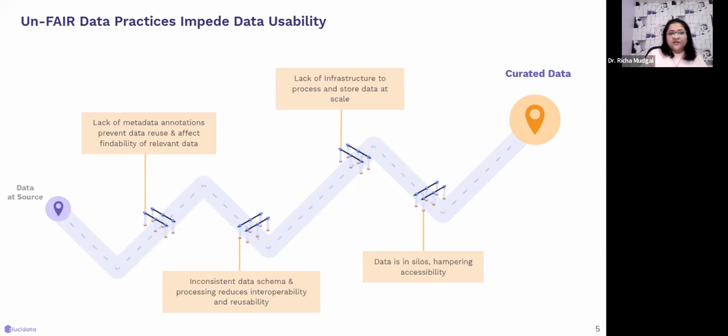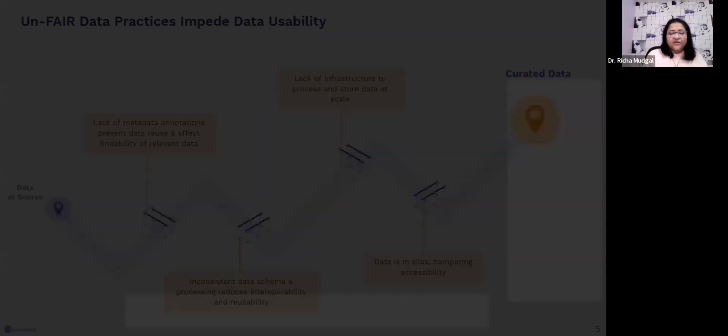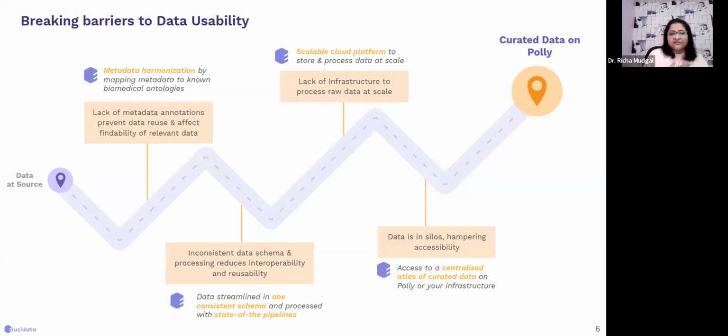And as we said, the unfair practices in the existing sources hamper accessibility, and the lack of infrastructure also hampers how you process or store them at scale. So at Elucidata, because of these hurdles, we have a fair bit of understanding of how to overcome them and break these barriers, to make the data available at the source curated for you to extract value.